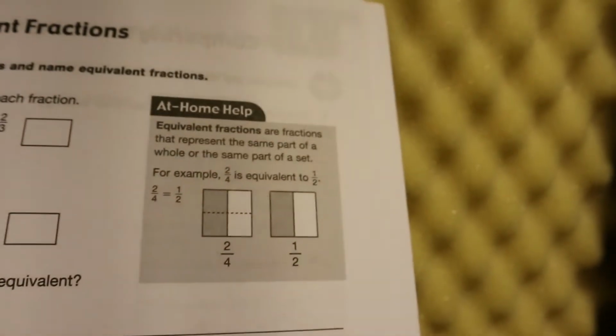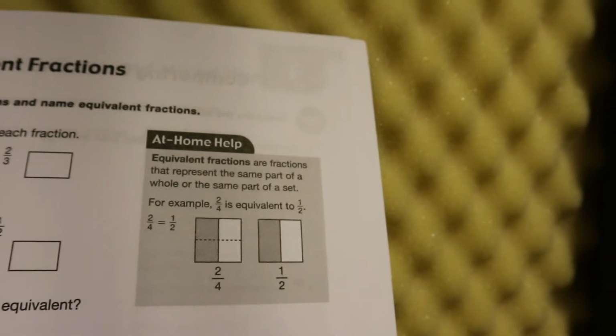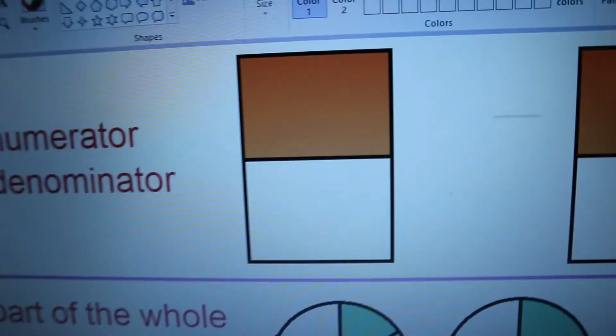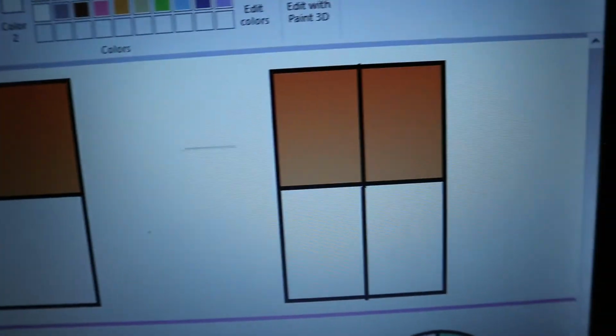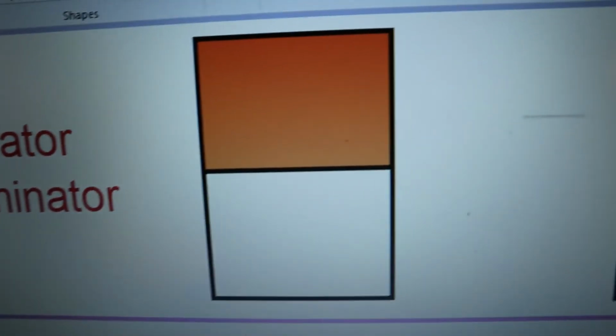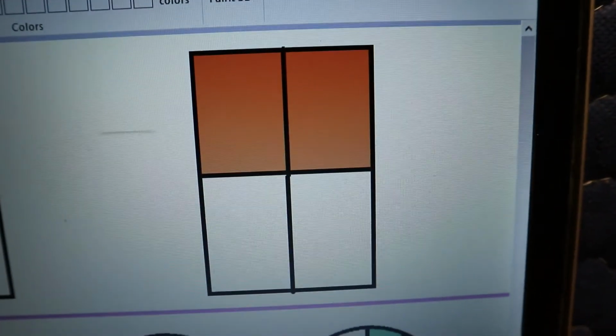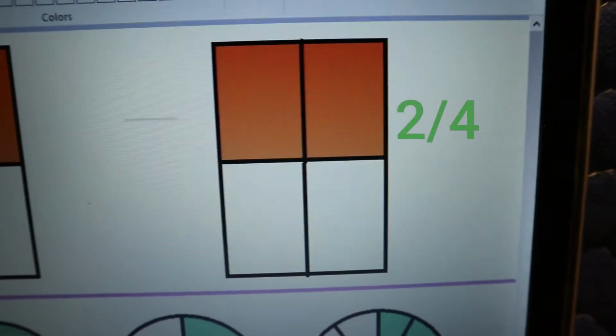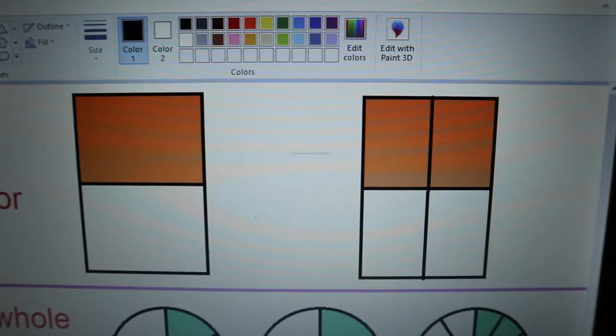All right. So here I have my book here, and it says equivalent fractions are fractions that represent the same part of a whole or the same part of a set. So getting back to my example over here, I have 1/2 here, 1/2. But if I split it again, you notice that this section is equivalent or the same to that section. So we have 2 equivalent fractions here. This one is 1/2, and this one is 2/4, 2 over 4. So those are equivalent fractions.